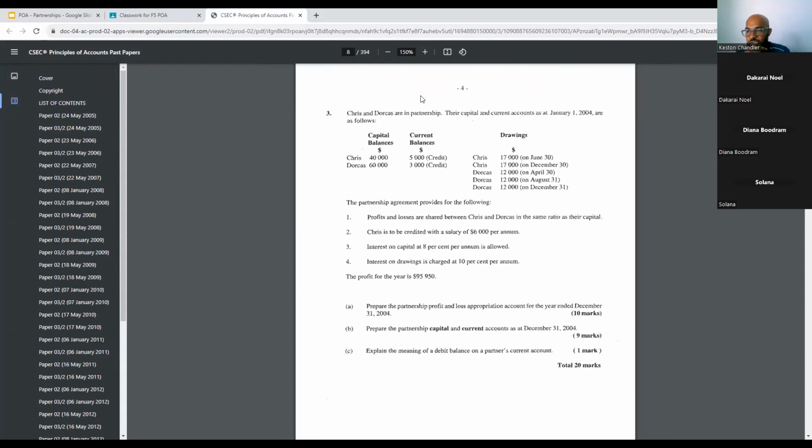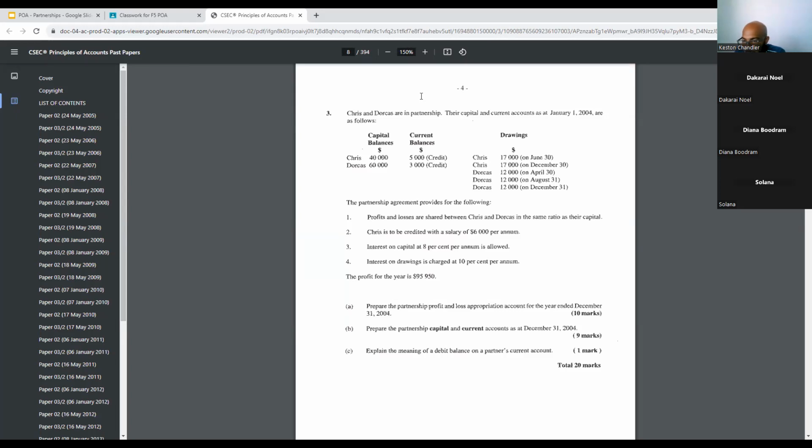Right, so here's one. Chris and Dorcas are in partnership. Their capital and current accounts as at the 1st of January 2004 are as follows. So we have capital balances, 40,000 for Chris, 60,000 for Dorcas. We have current account balances, 5,000 for Chris, 3,000 for Dorcas. We have drawings on June 30th, right? Chris, and then on December 30th, Chris again. Then Dorcas drawings on April 30th, then 12,000 on August 31st, 12,000 on December 31st, right?